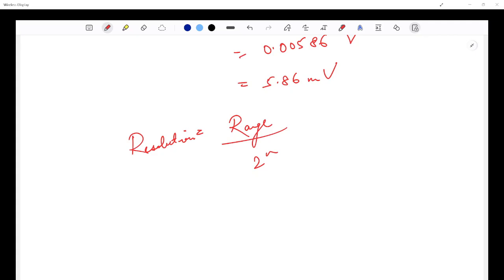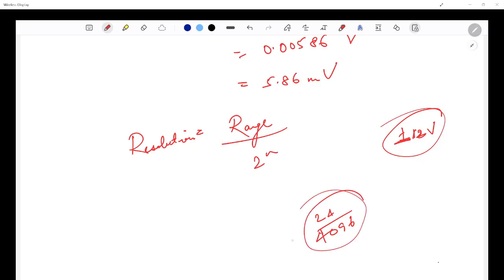Also, the question had plus minus 12 volts. Students usually forget this minus sign and don't take out the range, so they usually take just 12 volts. No, it is a 24 volt range, so you have to use 24. The whole calculation was 24 upon 4096. If you approximate it by 4000, you will immediately get about 0.006 volts.